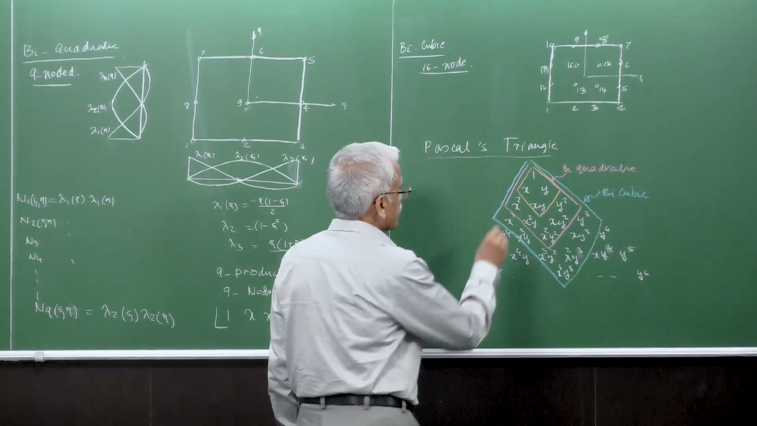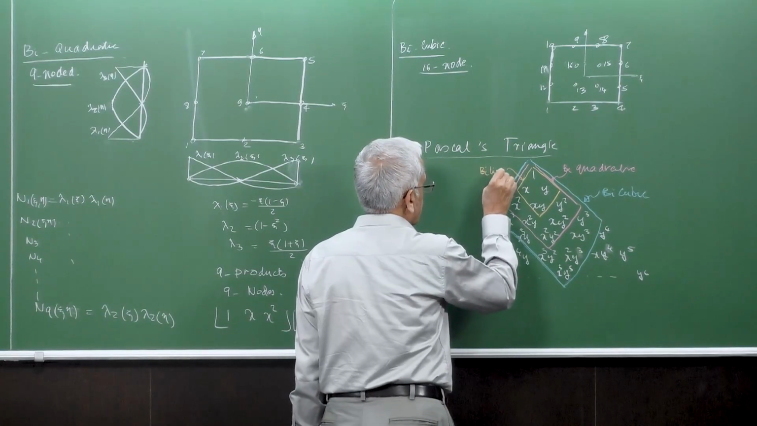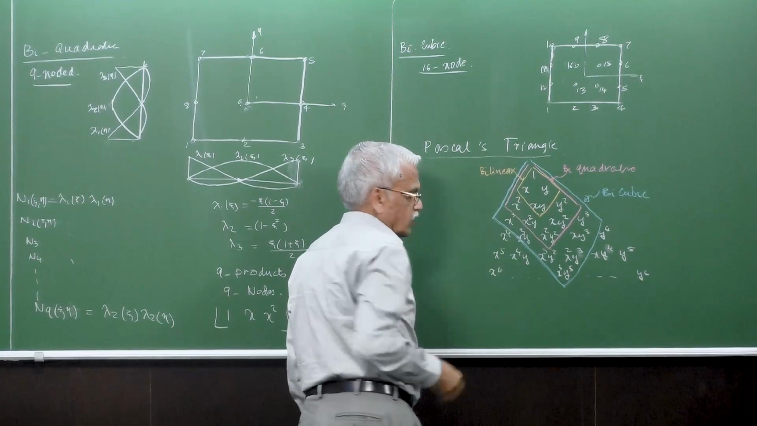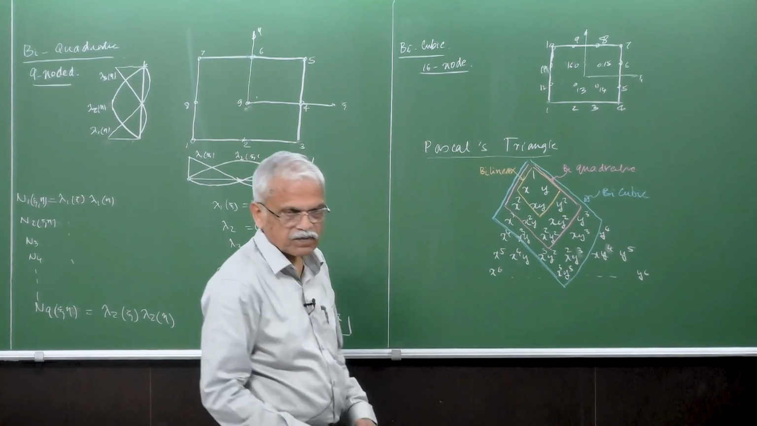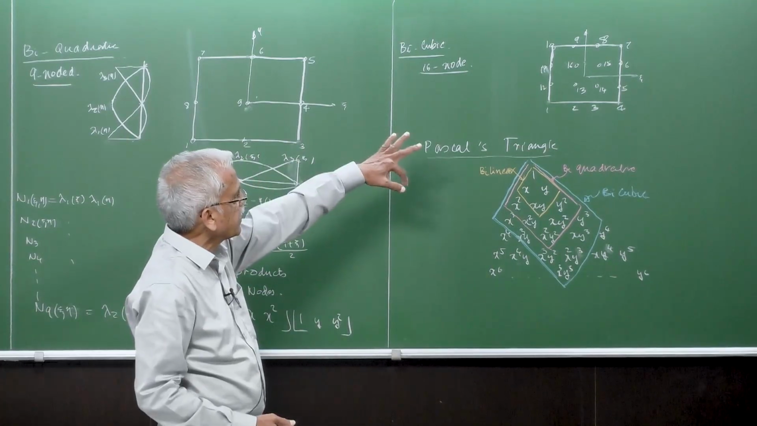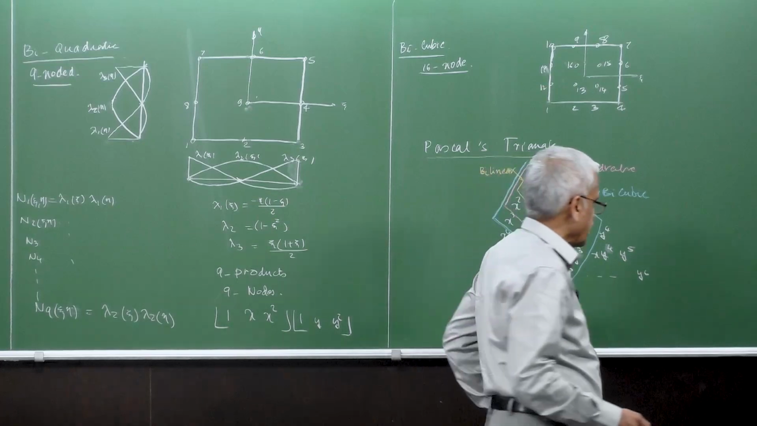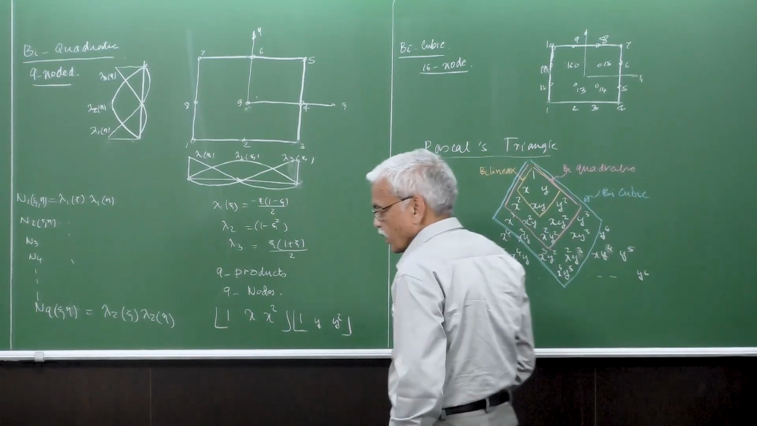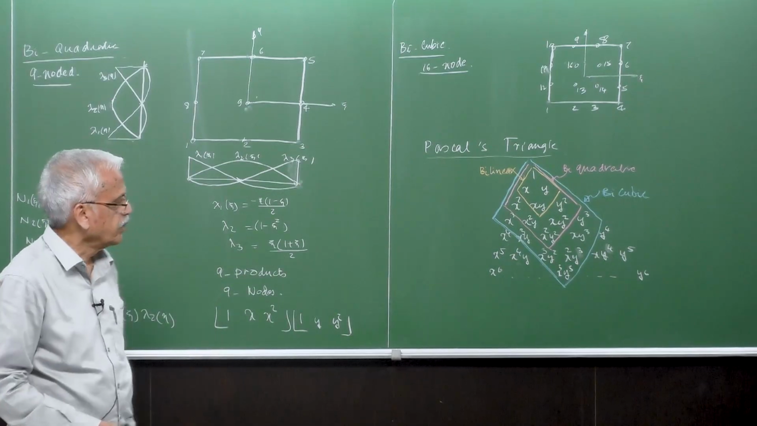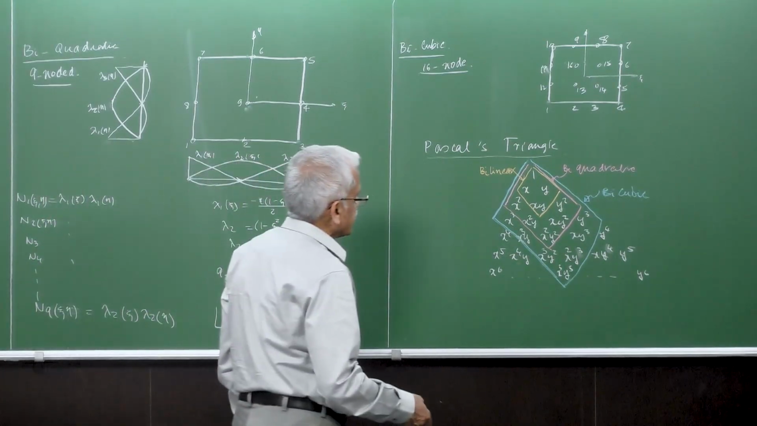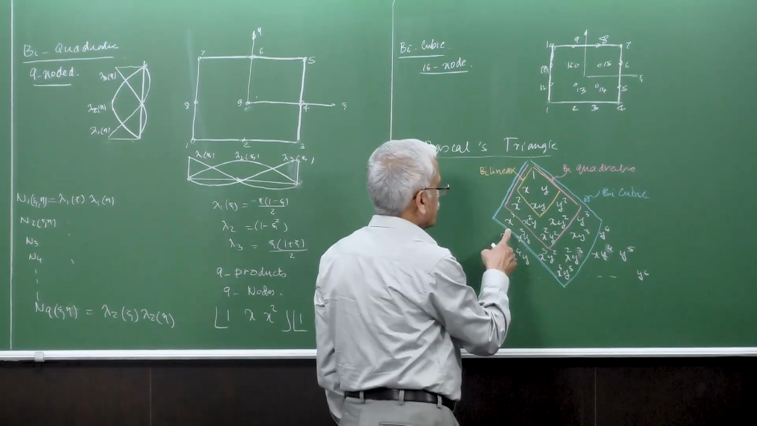And the innermost is, of course, bilinear. So the one important thing that we have to observe is that as you go higher, we have so many internal nodes which may have to be avoided or eliminated at the element level itself. That's number one.